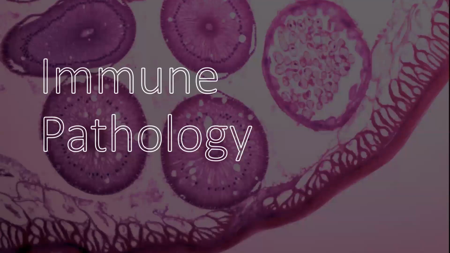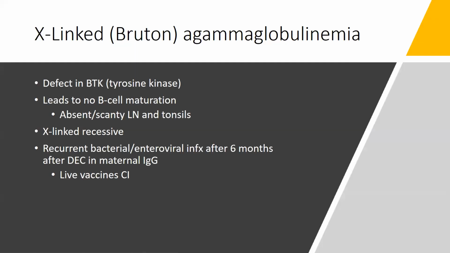Some immune pathologies I listed here. Not all of these are going to come up. Some of them might. X-linked or Bruton's agammaglobulinemia. This is an X-linked recessive condition, and that's really all I would connect here, honestly. You have no B cell maturation. That's the kicker in this condition.